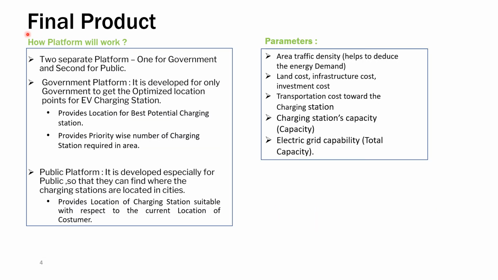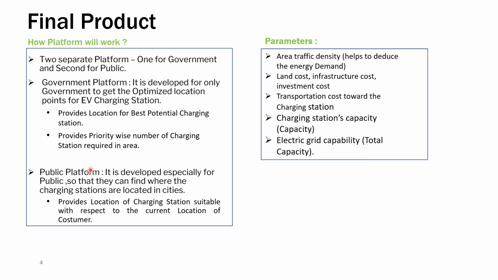Now let us discuss the final product. How will the platform work? There will be two separate platforms, one for the government and second for the public. The government platform is specially developed for the government authorities who can access this software. This software will provide the location of the best potential charging stations, priority-wise. We can know the number of charging stations required in that particular area.